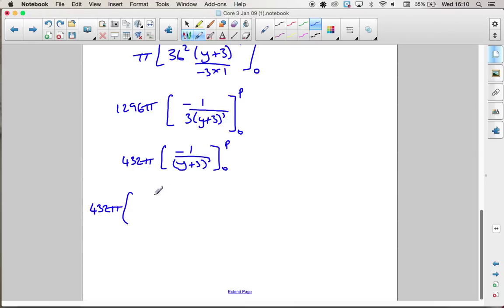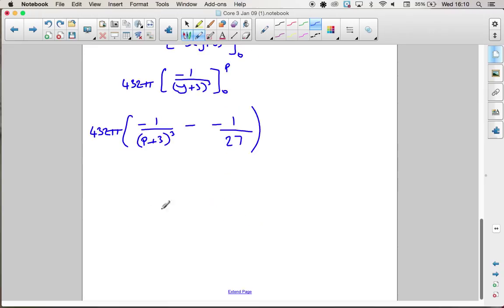So when y equals p, we're obviously going to have minus 1 over (p plus 3) cubed. And then we're going to subtract what we get when we put y equals 0 in. So that's going to be minus 1 over (nothing plus 3) cubed, which is 27. I've got two negatives together, so I'm just going to switch them around to write 1 over 27 minus 1 over (p plus 3) all cubed.